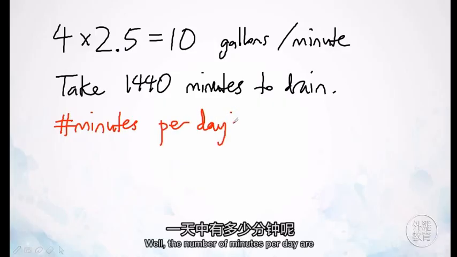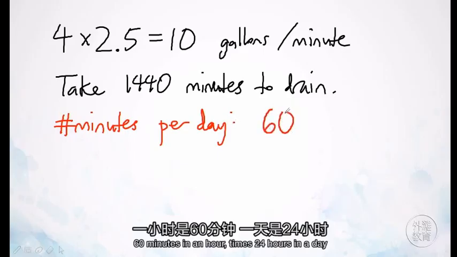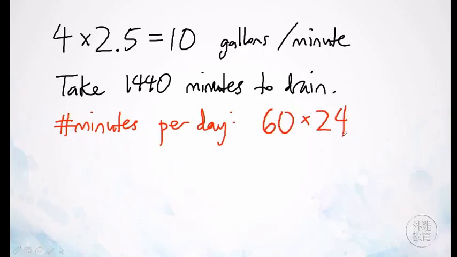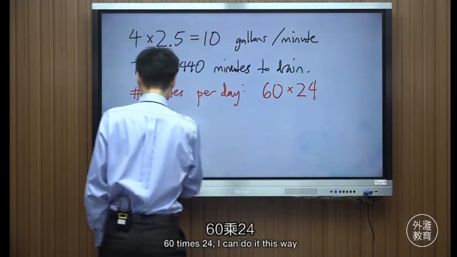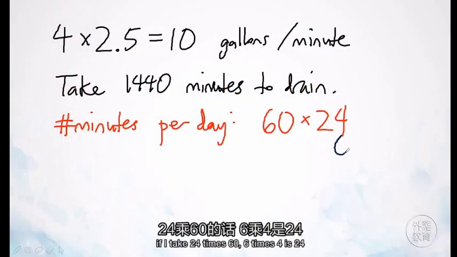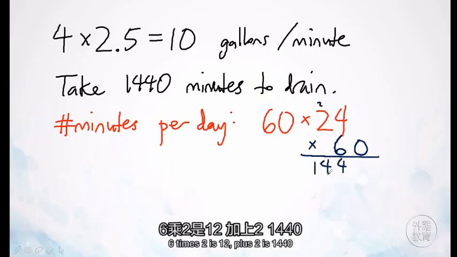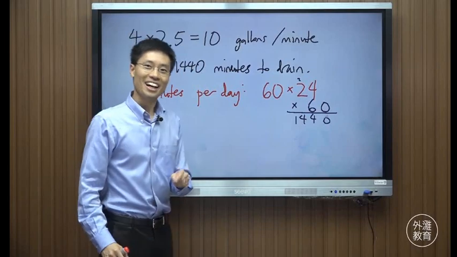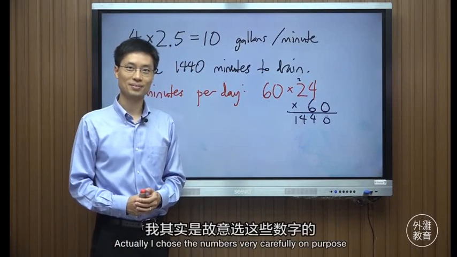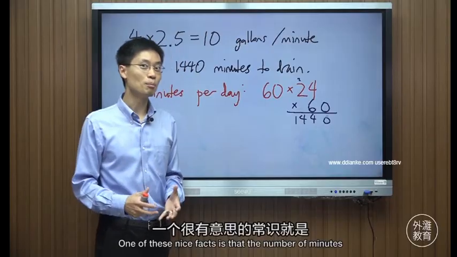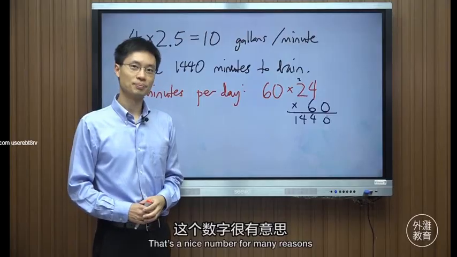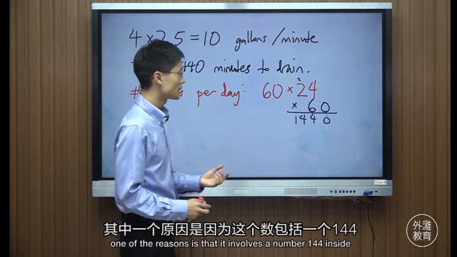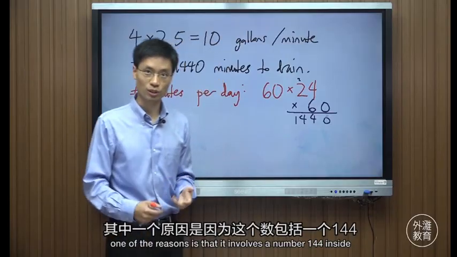Well, the number of minutes per day is 60 minutes in an hour times 24 hours in a day. If you multiply these together, I can do it this way: if I take 24 times 60, 6 times 4 is 24, 6 times 2 is 12, plus 2 is 144. Oh, it's the same. Actually, I chose the numbers very carefully on purpose. One of these nice facts is that the number of minutes in a day is 1,440. That's a nice number for many reasons. One of the reasons is that it involves the number 144 inside.